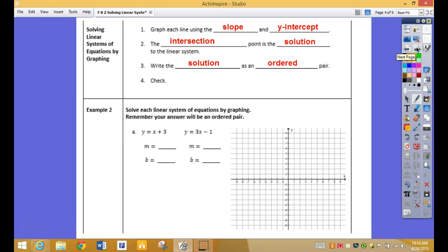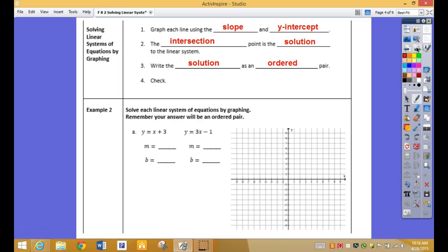All right, now the graphing part. Graph each line using the slope and the y-intercept, because everything is in slope-intercept form. Y equals mx plus b. The intersection point where they cross is the solution to the system. Write the solution as an ordered pair and then check.